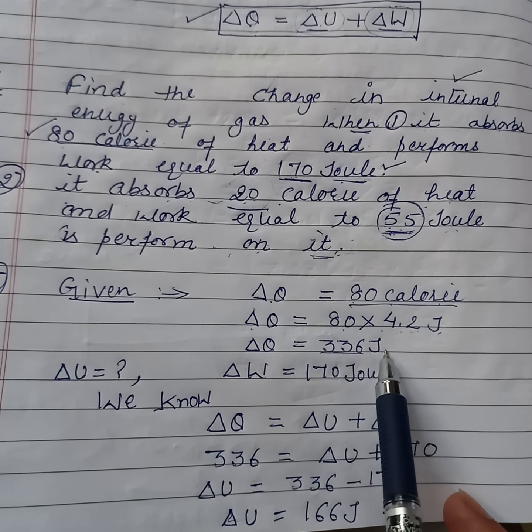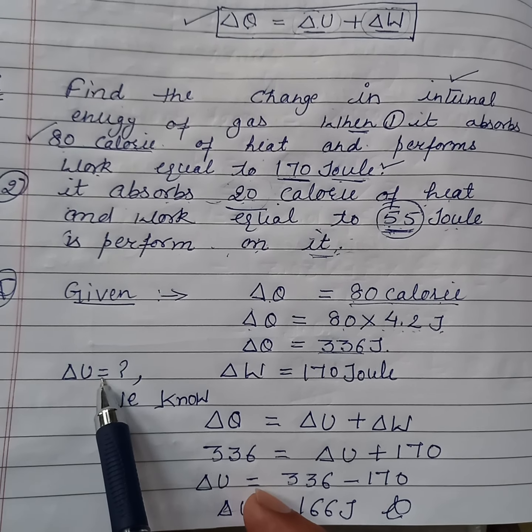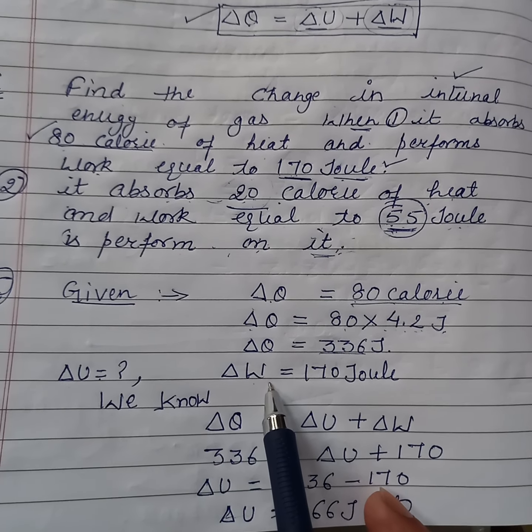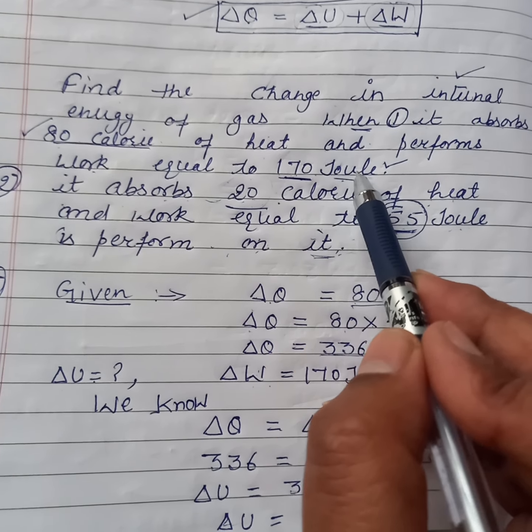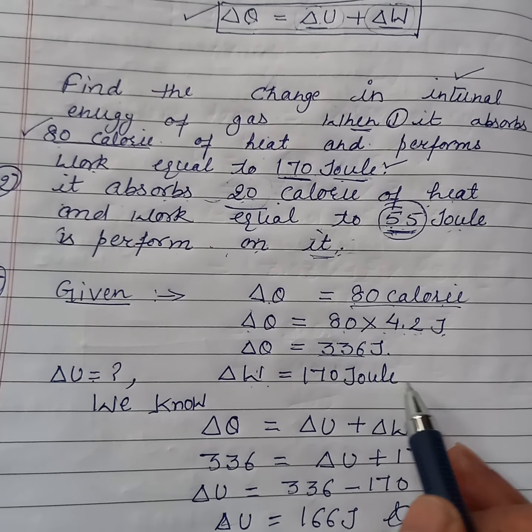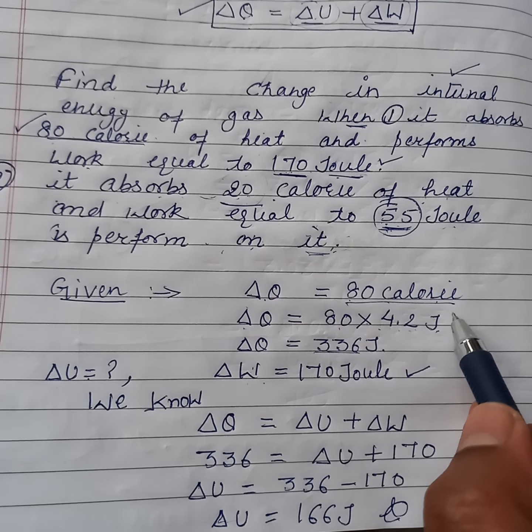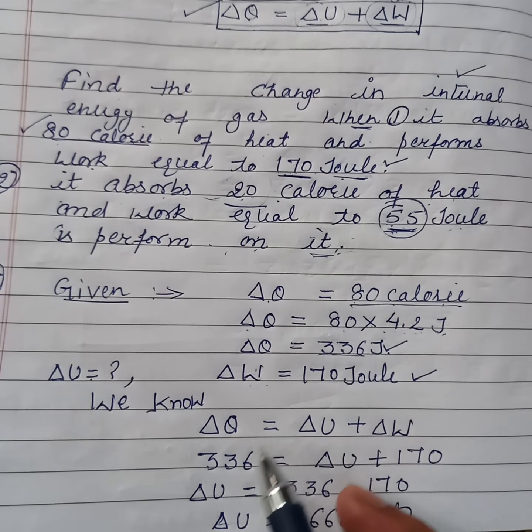Already we have discussed this in the class. Delta U is the question mark. Delta W you need to find out. So delta W, the work done by the gas, how much is given to you? 170 joule is given to you. So the delta W value we have and the delta Q value we also have.